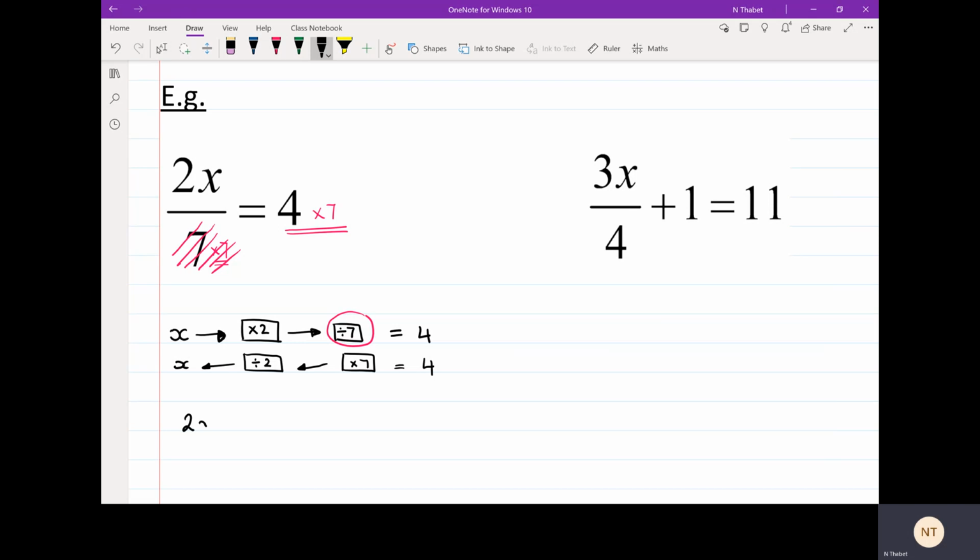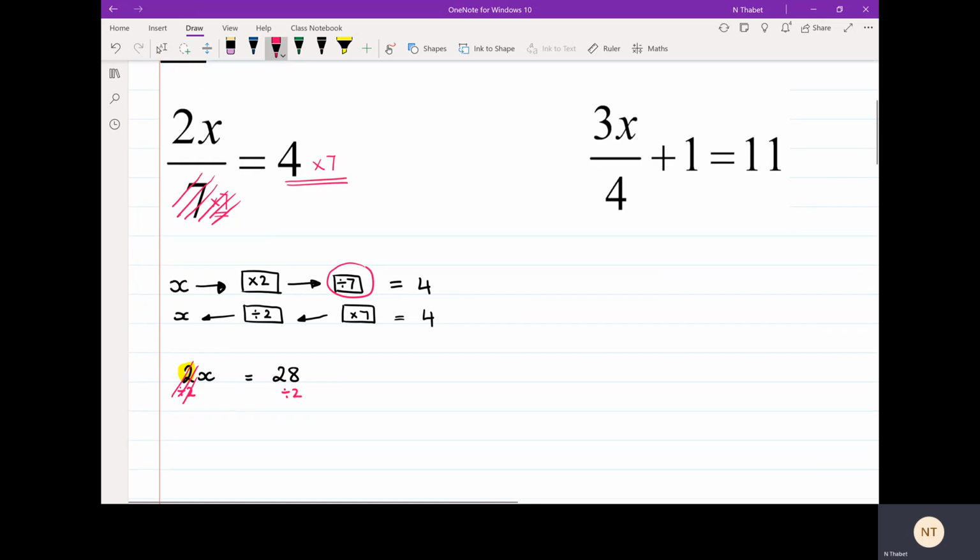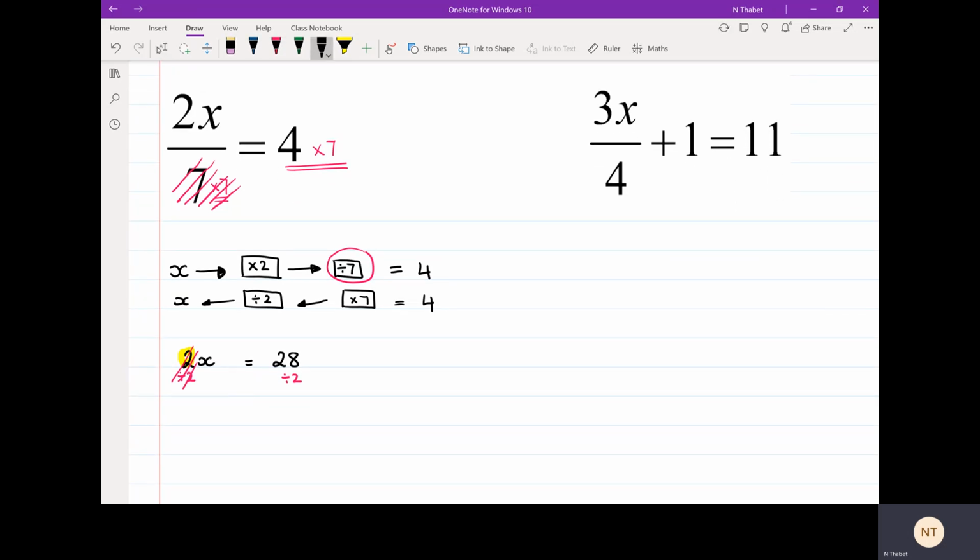So I now have 2x equals 28, which is a simple equation that I can solve by dividing by the coefficient of x, the number attached to x. So I'm dividing by 2 on both sides. 2 divided by 2 gives me 1x. It's the x that I want. And 28 divided by 2 is 14.